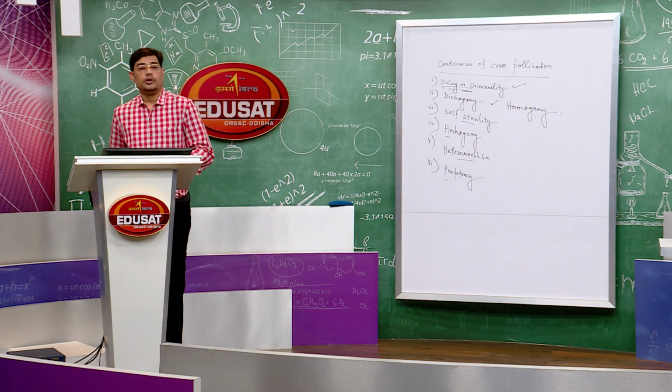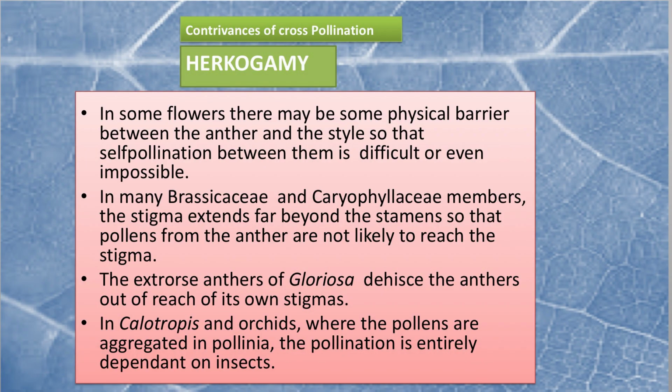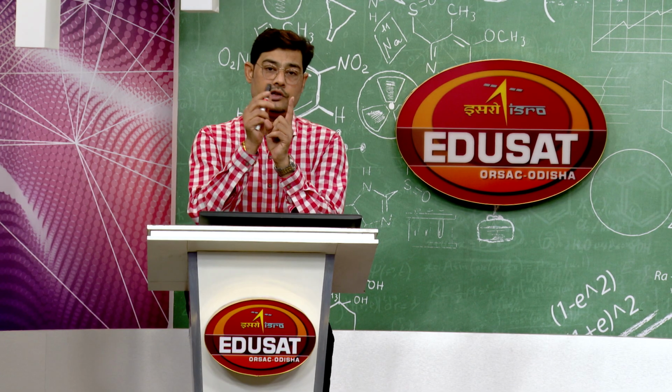That is what we call herkogamy, the structural or physical barrier because of which self pollination is inhibited, prevented, and the chance of cross pollination is more. In families like Brassicaceae and Caryophyllaceae, the stigma extends far beyond what I have just explained to you.